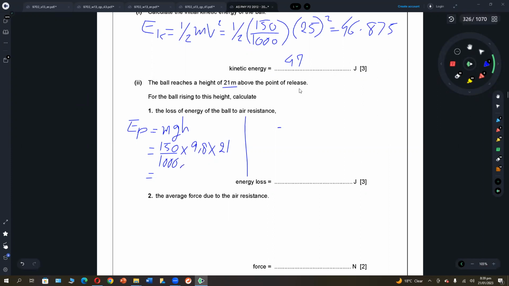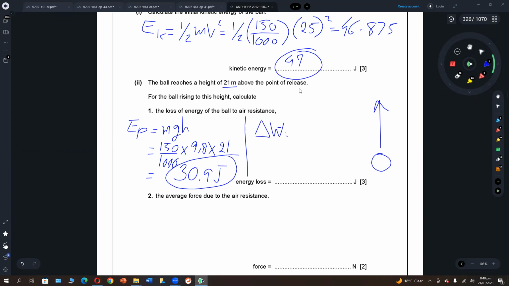30.9. Very good. Thank you. Now the concept comes: you have thrown a ball upward. When the ball is going upward, there is a loss in kinetic energy and a gain in potential energy plus work done against resistance. Look, 47 joule is the kinetic energy, and out of it this much became potential. So whatever remains will be the work done against resistance. So 47 minus 30.9. This is the remaining energy which will convert into work done against resistance.